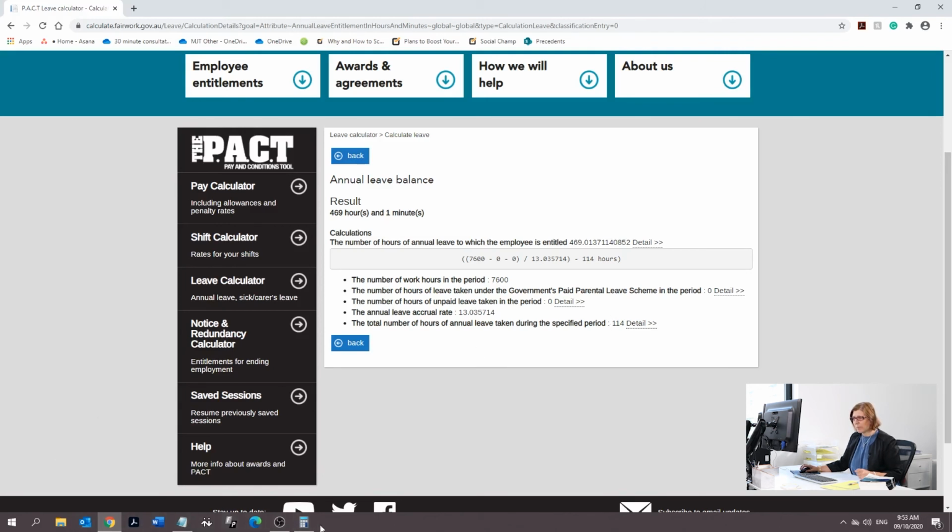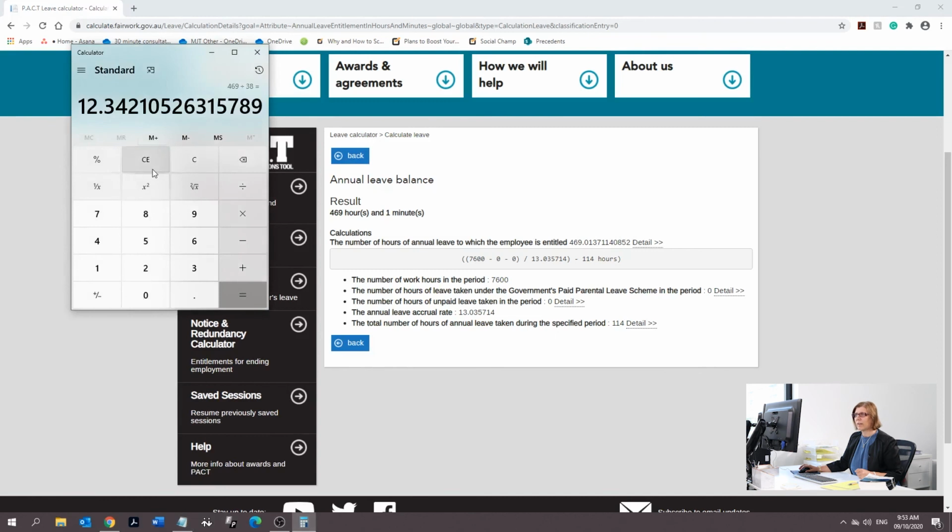If we go back to my calculator, hopefully this will work out. So we'll go 114 divided by 38 equals 3. Happy days. Okay, so we've accumulated a whole pile of leave. We've used 114 hours and we've got 469 hours left. And that is how you calculate your annual leave. I hope that was super helpful for you.